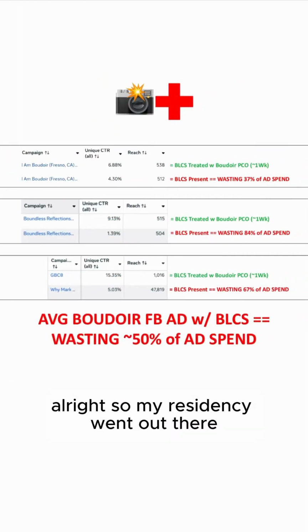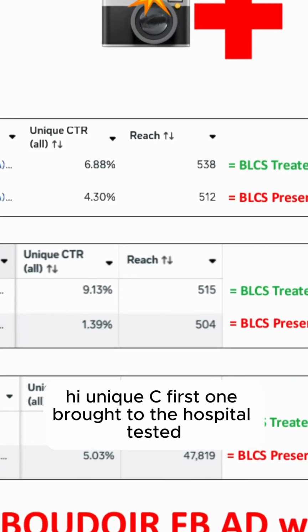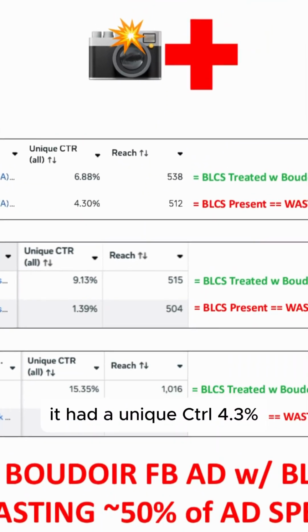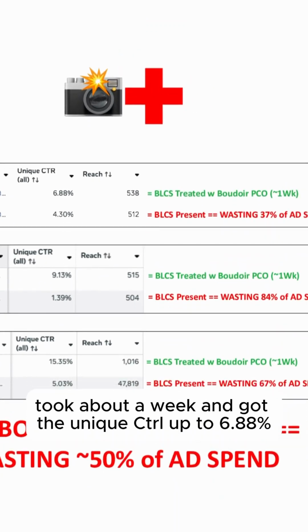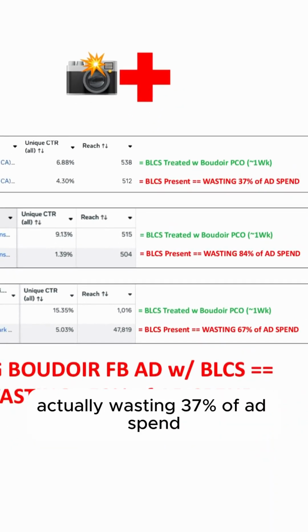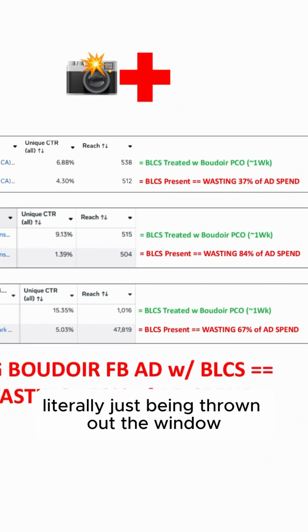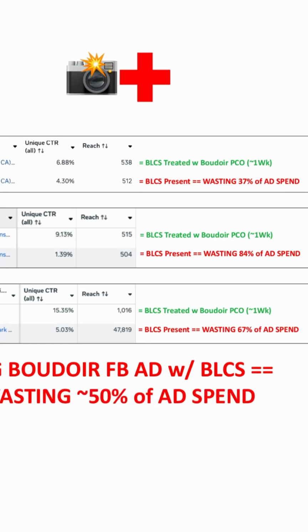All right, so in my residency, I went out there, found some Boudoir Facebook ads out in the wild. The first one, I brought it to the hospital, tested it, and it had a unique CTR of 4.3%. So we know BLCS is present. So I duplicated it, treated it with Boudoir Pico, took about a week, and got the unique CTR up to 6.88%. So we found out the original Boudoir Facebook ad was actually wasting 37% of ad spend, literally just being thrown out the window, given to Facebook with no benefit to us.